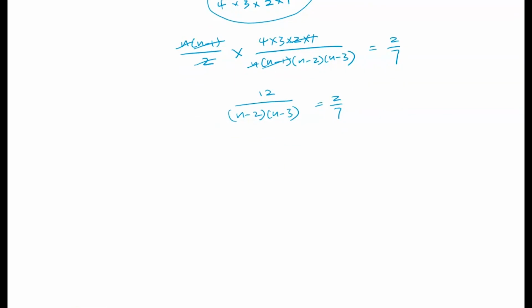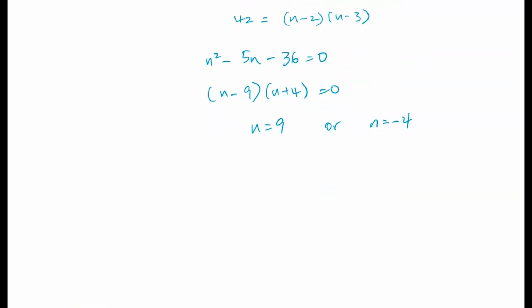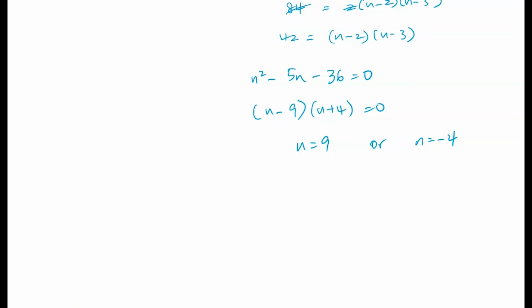So let me very quickly write down the answer. So n equals 9 or negative 4. Now n cannot be negative, at least for our syllabus, because our syllabus is only for positive values of n. So therefore we can reject this and we say that n is 9.